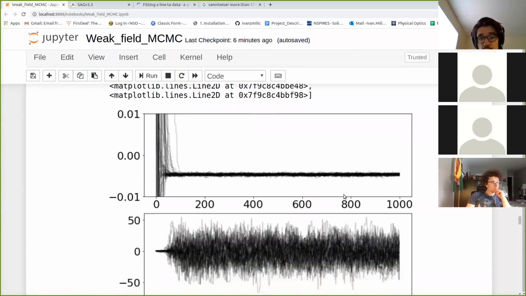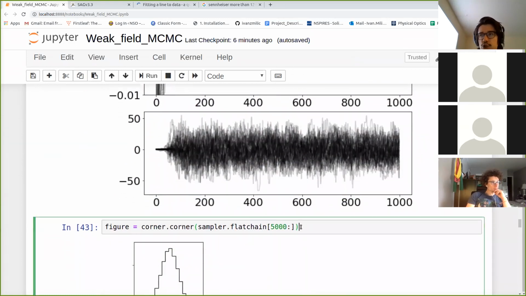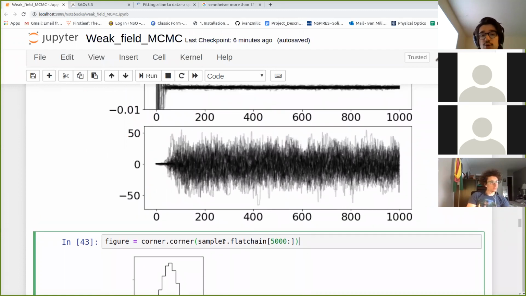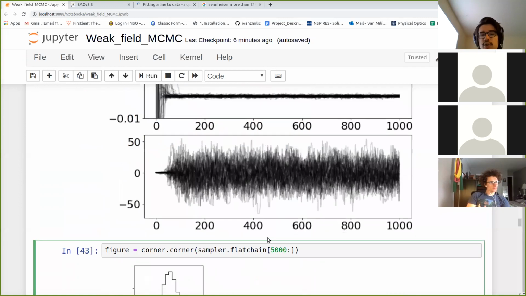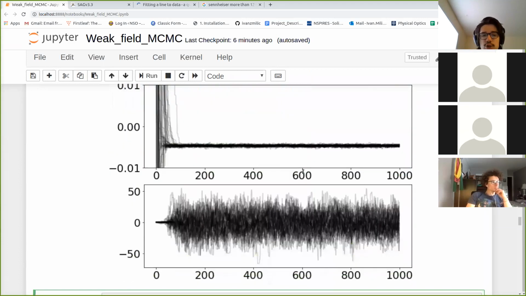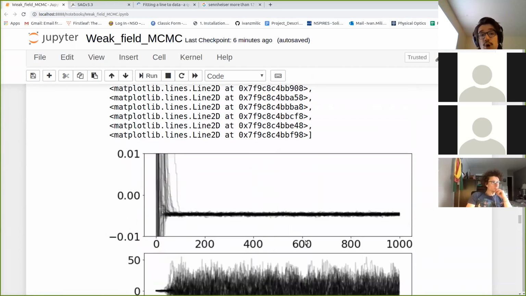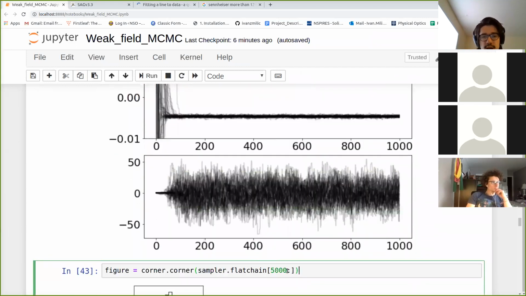Okay. So what I'm going to do now is immediately show you the results, and then we're going to go back and deconstruct it a little bit. If you just do sampler.flatchain, it's going to return all walkers stacked upon each other, and then I can use this super convenient function corner to immediately produce a corner plot. And what we want to do, and actually now we're not going to do that.